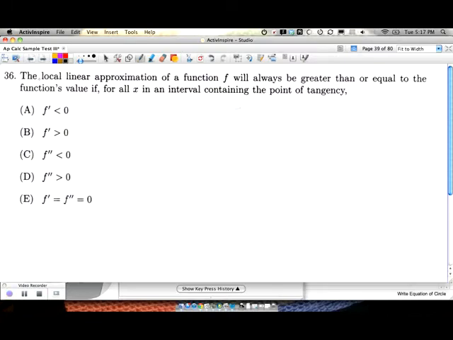Number 36, the local linear approximation of a function f will always be greater than or equal to the function's value if, for all x in the interval containing that point of tangency. Okay, so what's happening here? It's saying that the linear approximation will be greater than. What that means is that we have a curve and a tangent line. And for that tangent line to always be greater than in some interval, let's see what needs to be happening.